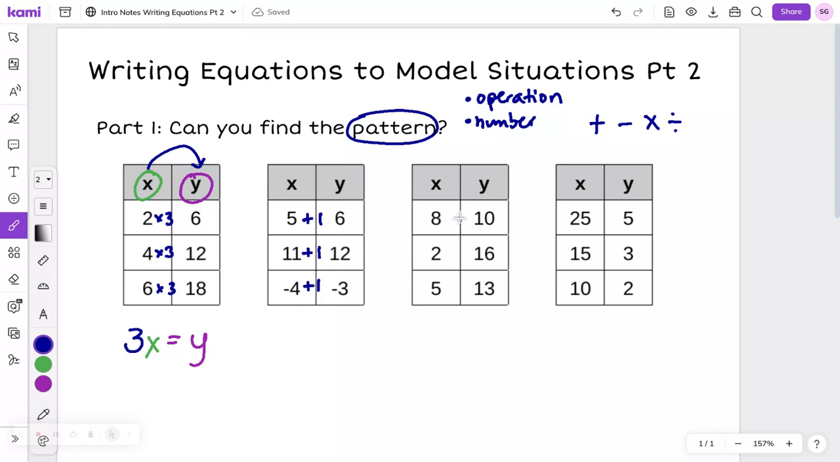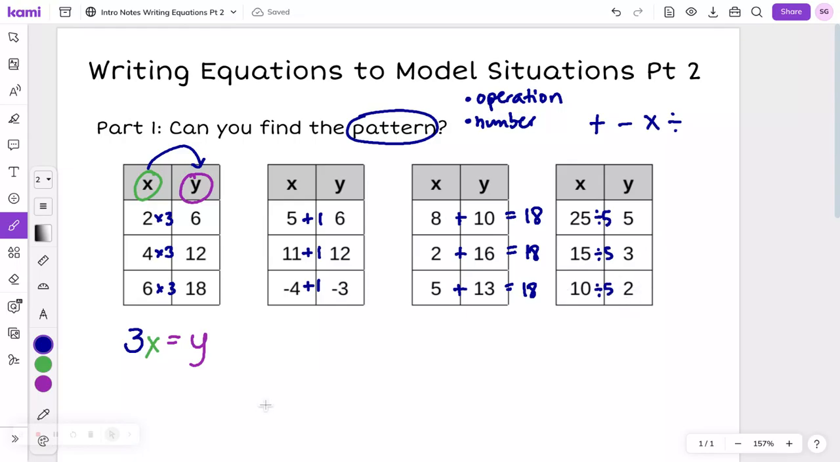The pattern might not have the math happening in the middle. Here the pattern is if I add those 2 numbers, 8 and 10, every single time it gives me 18. 2 plus 16 gives me 18. 5 plus 13 gives me 18. So that's the pattern: we're adding our 2 numbers and it gives us 18. I think this third table is the hardest. And then for our last one, 25 goes to 5, 15 goes to 3, 10 goes to 2. The pattern here is we are dividing by 5. 25 divided by 5 is 5, 15 divided by 5 is 3, and 10 divided by 5 is 2.